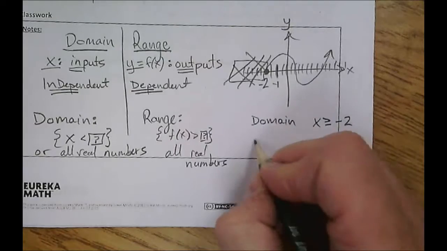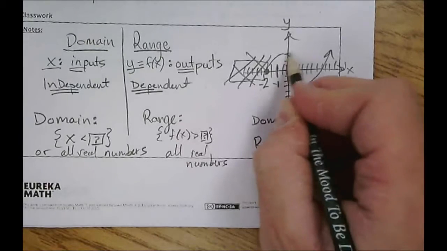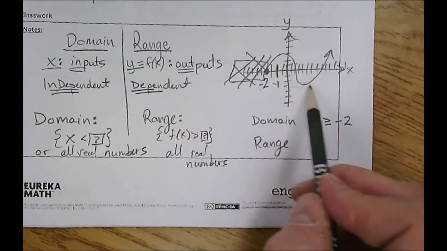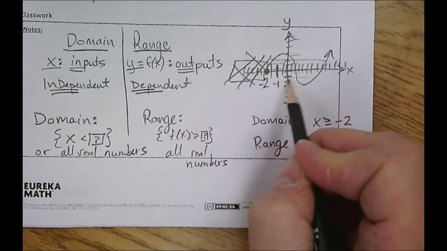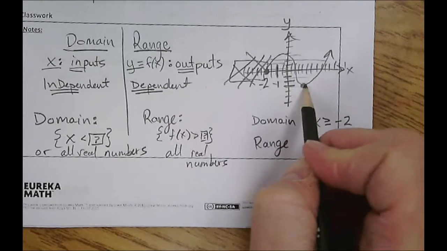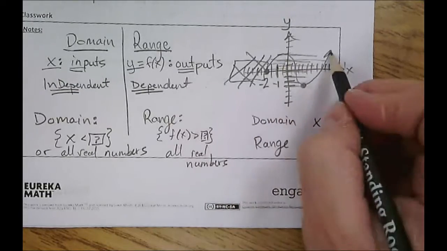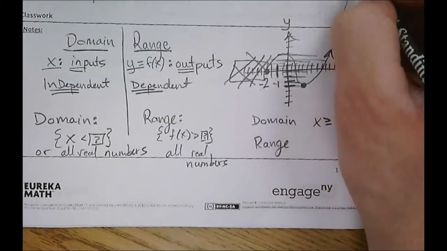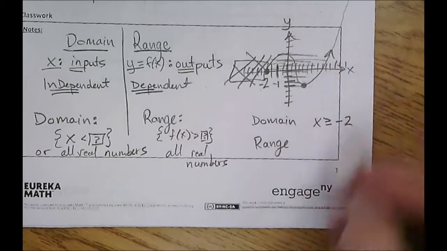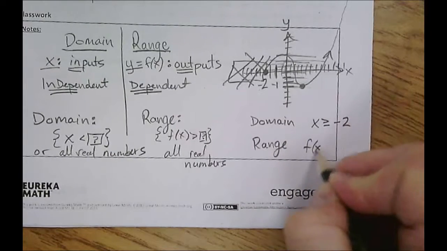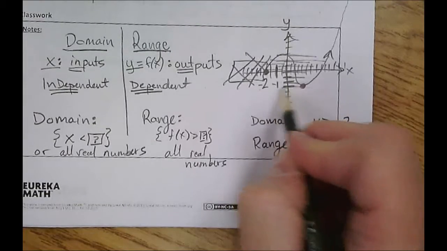Range does it differently. Range looks at up and down. So from the lowest to the highest, what places actually go out and touch the graph, whether you go left or right. And it looks like the lowest is this value right here. So anything higher than this will connect to the graph. And this arrow that keeps on extending past the box, past the graph, tells us that we're going to keep going out to infinity. So the range will be all f of x's greater than or equal to, I'm just estimating, I'm going to say it's likely -2 as well.